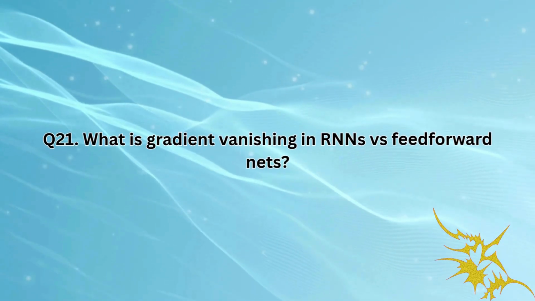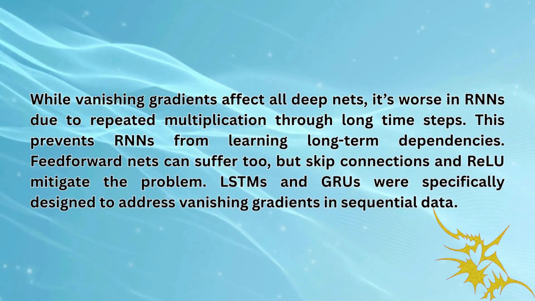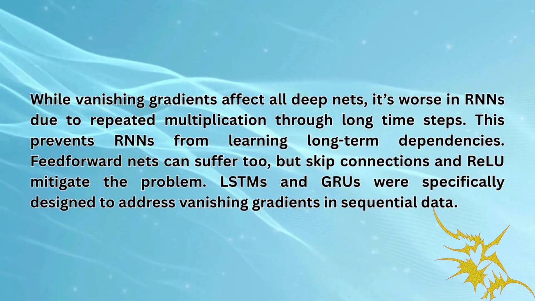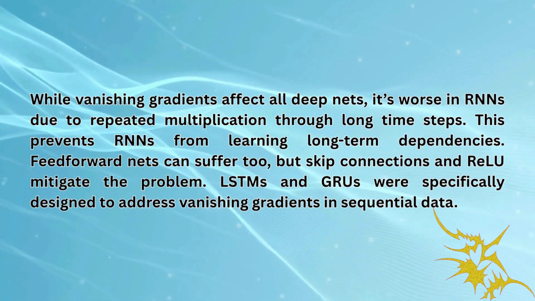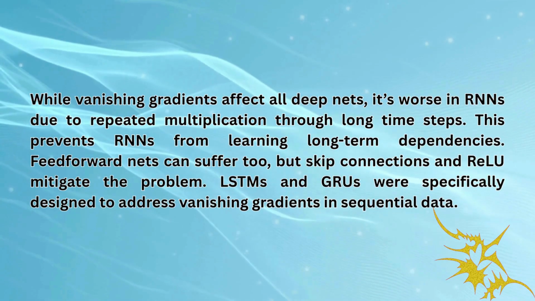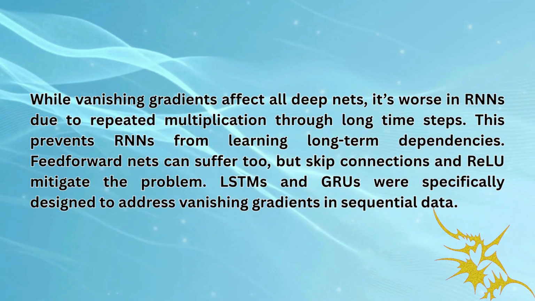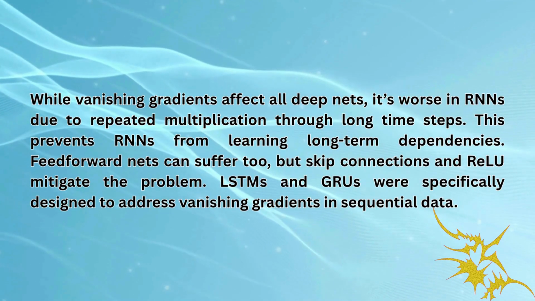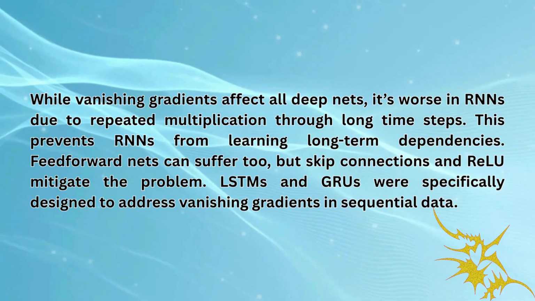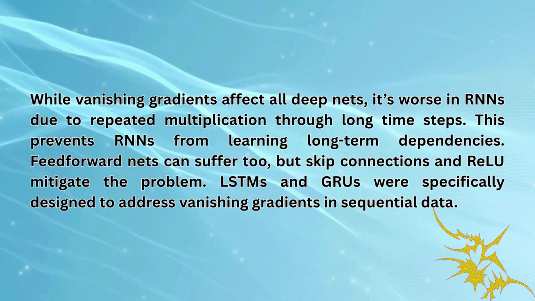What is gradient vanishing in RNNs versus feed-forward nets? While vanishing gradients affect all deep nets, it's worse in RNNs due to repeated multiplication through long time steps. This prevents RNNs from learning long-term dependencies. Feed-forward nets can suffer too, but skip connections and ReLU mitigate the problem. LSTMs and GRUs were specifically designed to address vanishing gradients in sequential data.